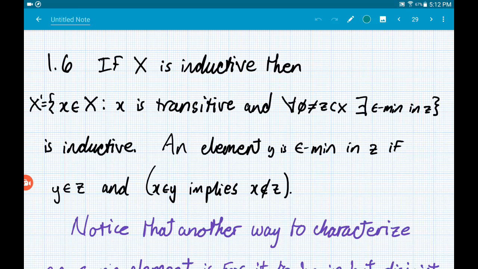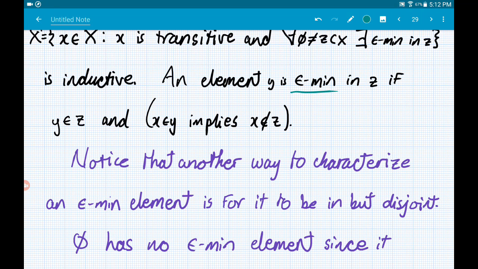Okay, next exercise 1.6. This one actually asks us something about an epsilon-minimal element, which I think is how you pronounce this, but I'm actually going to frequently abbreviate it as in-min, right? So an in-min element is formally defined as any element.